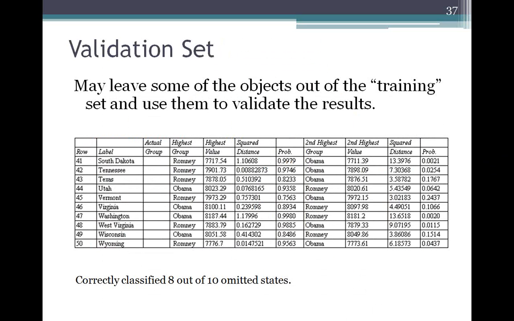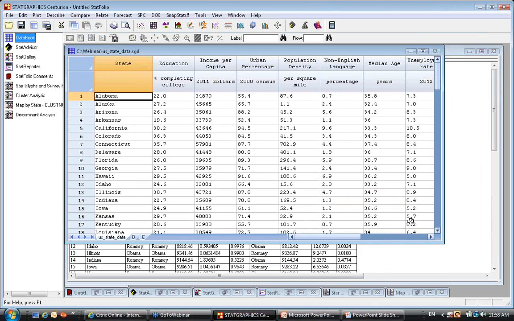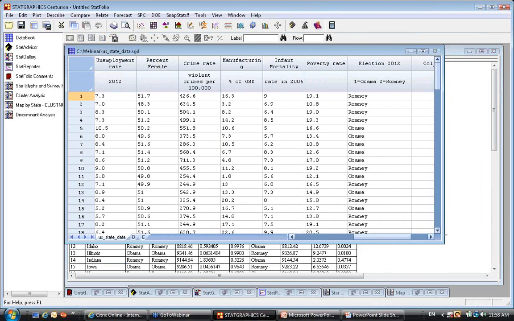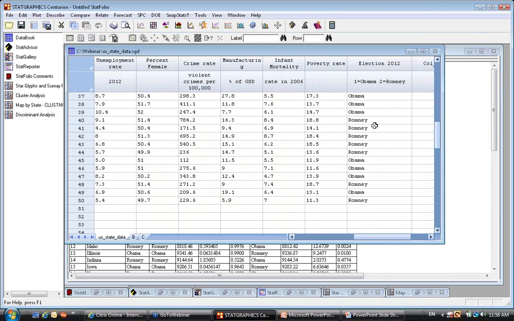Now, I can do that pretty quickly in Statgraphics. I can go, for example, back to the data book and perhaps go over to the column where I had Romney versus Obama. There it is. And I decided arbitrarily to delete the entries for the last 10 states. Now, it would have been better to maybe have taken 10 random states rather than the last 10, but I wanted to do this quickly.